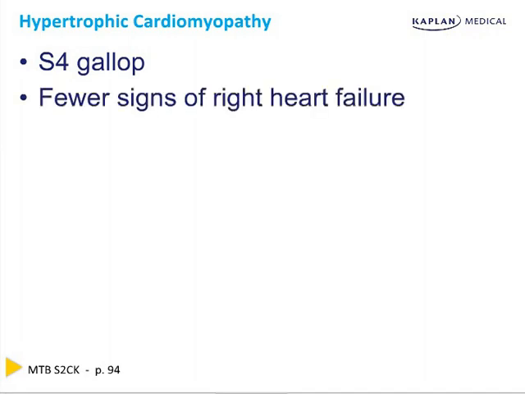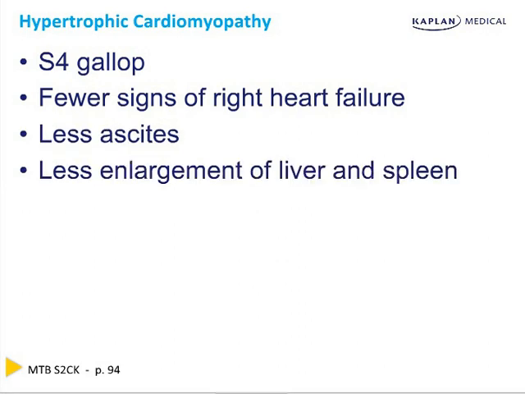Now, there are fewer signs of right heart failure in hypertrophic cardiomyopathy, less ascites, and less enlargement of the liver and spleen, because hypertrophic cardiomyopathy is really hypertrophic cardiomyopathy of the left side of the heart, not the right. That's why there's less ascites and less enlargement of the liver and the spleen. Because ascites, liver, and spleen are signs of right heart failure.